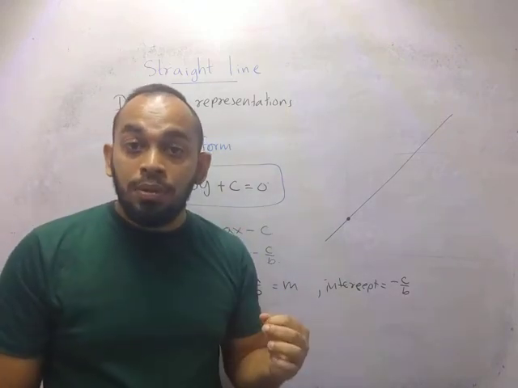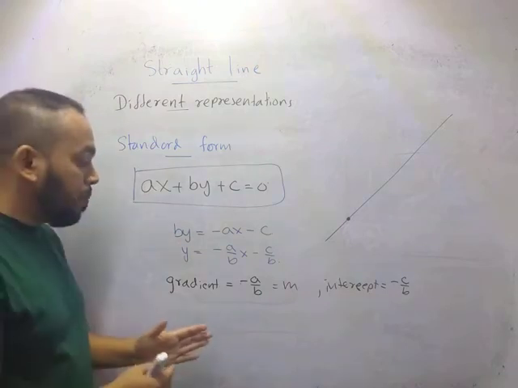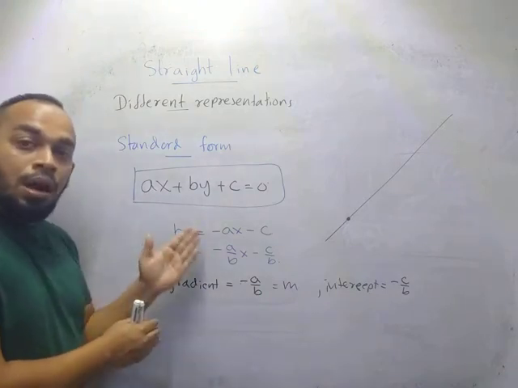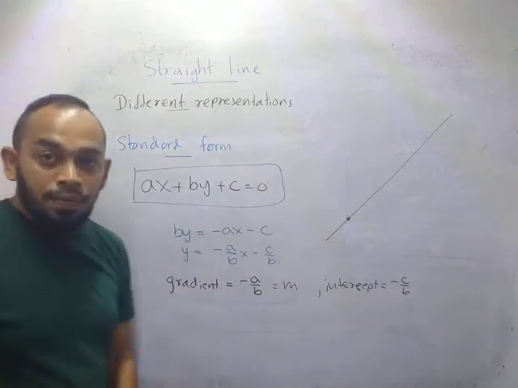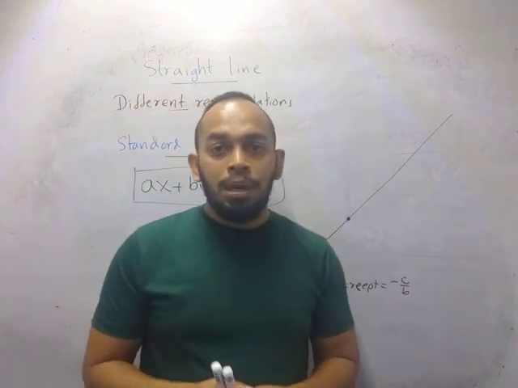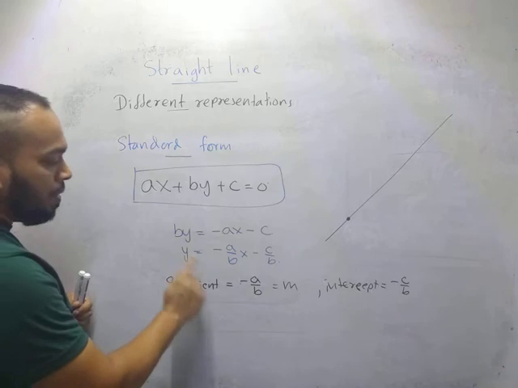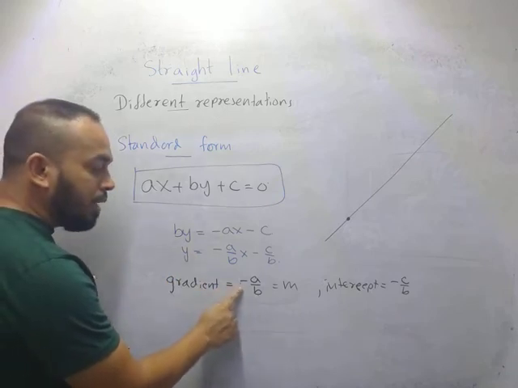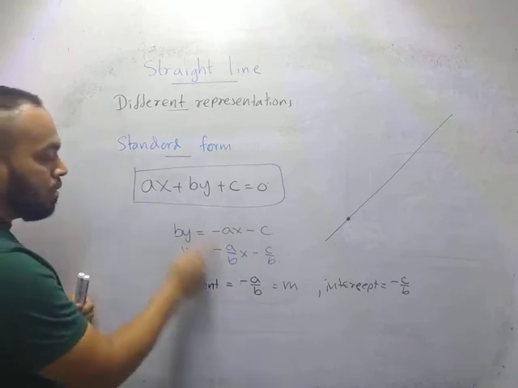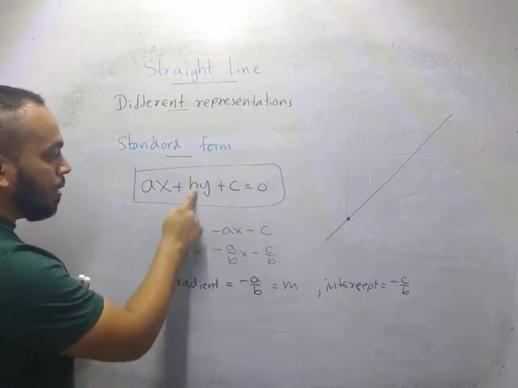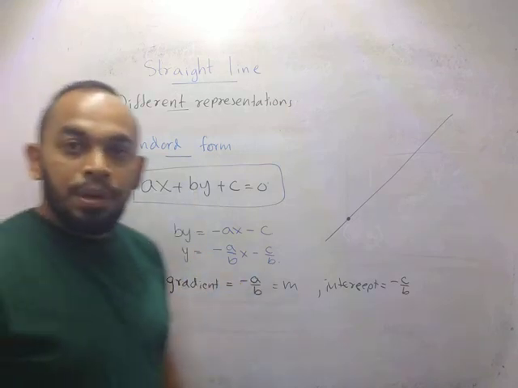So this is very important. It's very important to know how to obtain the gradient of a straight line given the standard form. Minus the coefficient of x divided by the coefficient of y. That is my gradient again.